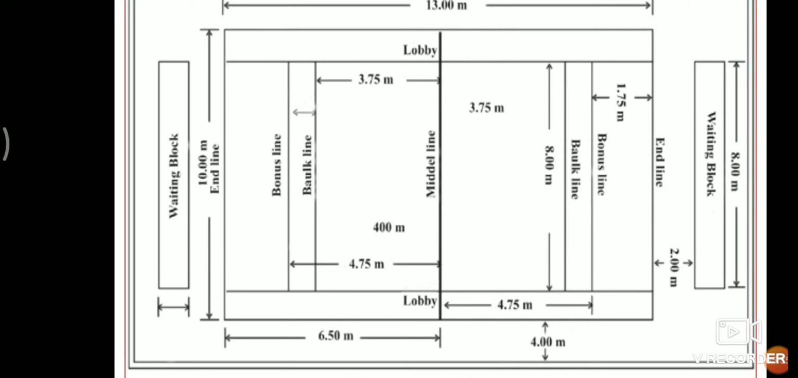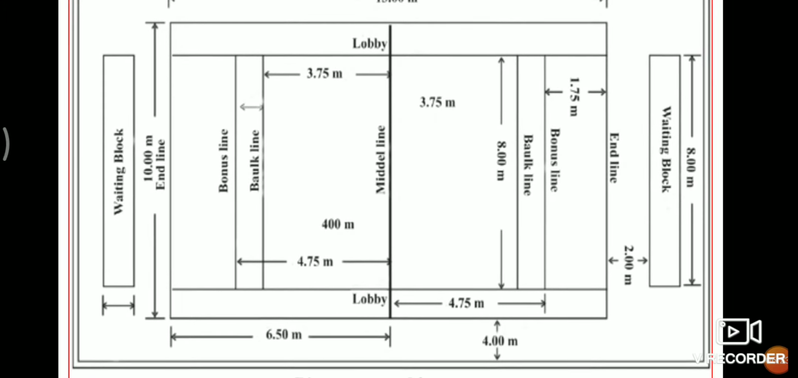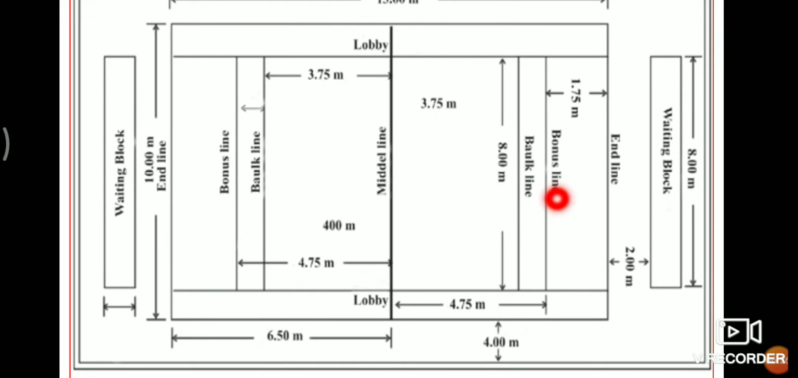Then center line to cross line, that means buck line, is 3.75 meters. Center line to buck line distance is 3.75 meters. Then cross line to bonus line is 1 meter distance. Then bonus line to end line distance is 1.75 meters.